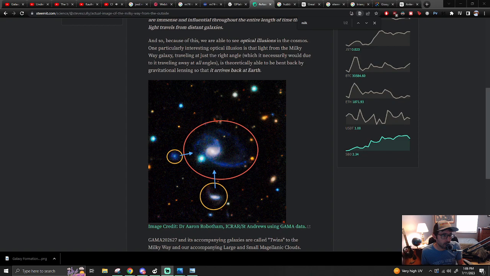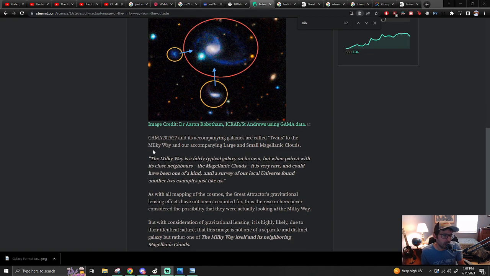And there's reasons. Essentially, the Milky Way is a fairly typical galaxy on its own, but when paired with its close neighbors, the Magellanic Clouds, it is very rare and could have been one of a kind until a survey of our local universe found another 2 examples just like us.